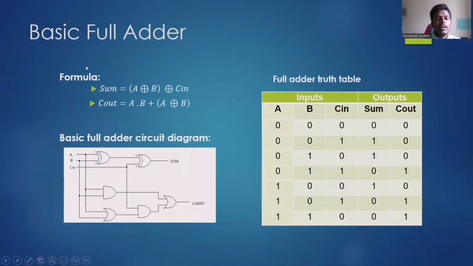We will consider these issues and then design the chips. These are the basic full adder formula, circuit diagram, and truth table. The formula for the sum is A XNOR B, then XNOR C in, and for finding C out, it is A dot B plus A XNOR B. The picture below shows the basic circuit diagram of the full adder, and on the right side is the full adder truth table. Depending on this, we are going to validate our circuit diagram.